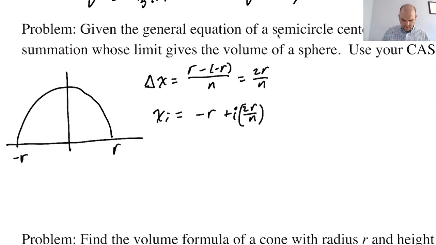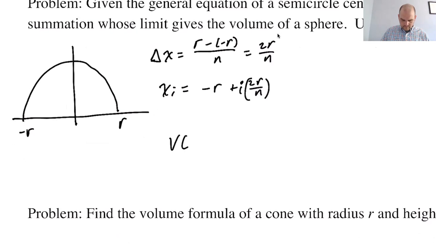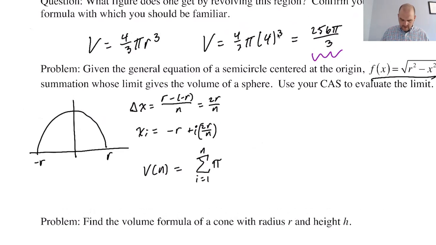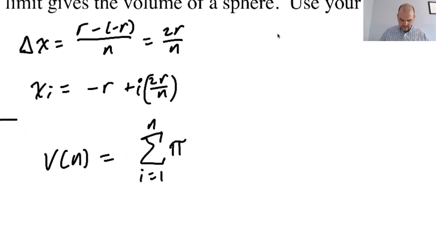Okay, my volume formula is going to be the sum from i equals 1 to n of pi, the radius, so the radius comes from f of x sub i, it's always f of x sub i squared, and then delta x. I feel like I got really lucky when I was drawing that. My pen felt all out of control, but it came out sort of okay.